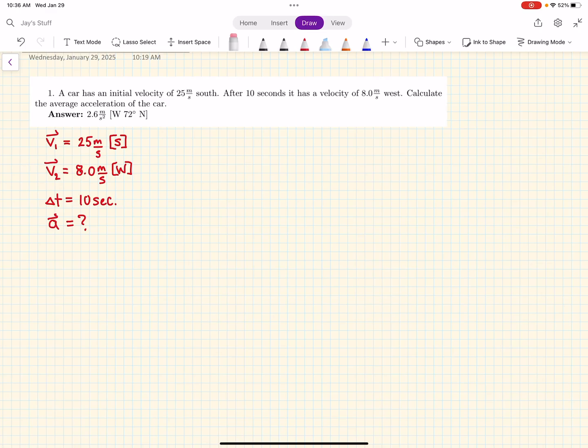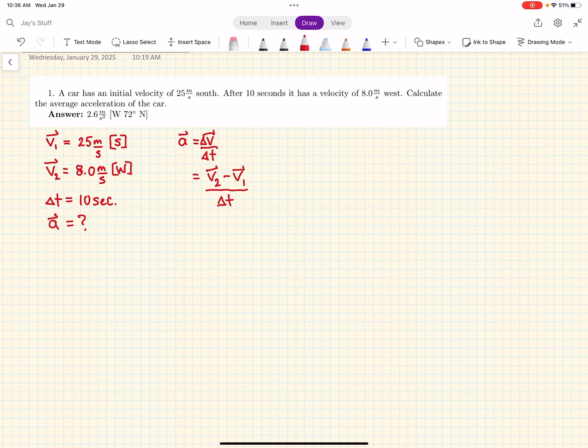Okay, so we have an equation where we can directly calculate this. So acceleration is change in velocity divided by change in time. So we can break that into v2 minus v1. That is how you calculate a change in velocity. Final minus initial, divided by delta t.